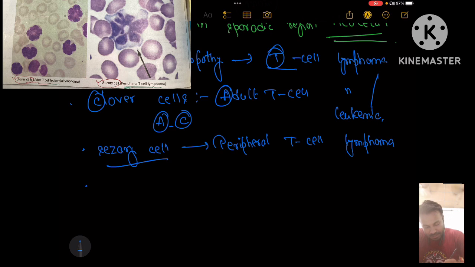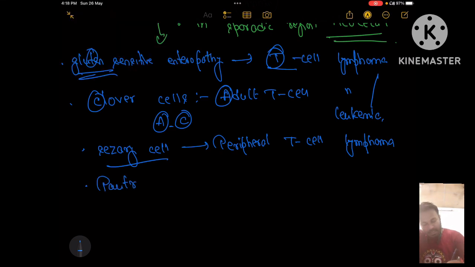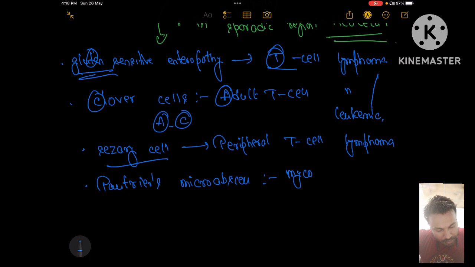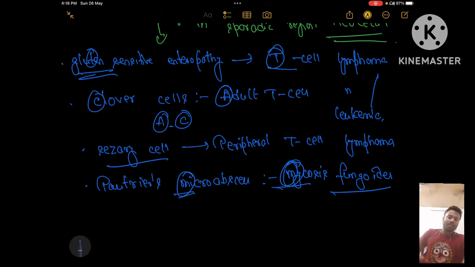Pautrier's microabscess. Pautrier's microabscesses are seen in mycosis fungoides. Microabscess, seen in mycosis fungoides.